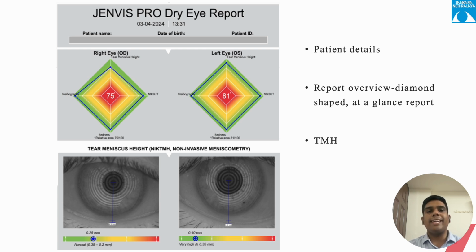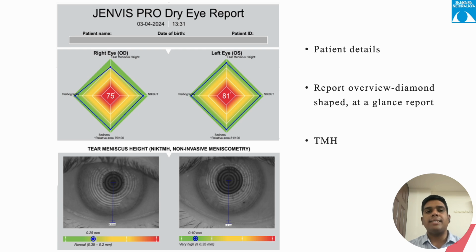The Genvis Pro Dry Eye Report is an integrated dry eye analysis software. It combines objective ocular measurements with patient-reported symptoms into a single, easy-to-interpret report which helps for diagnosis, patient education, and follow-up. Here is how the actual report looks. At the top, we have the patient details, followed by a diamond-shaped overview, which gives a glance overview of the report. The more the diamond skews red, the more abnormal is the parameter.